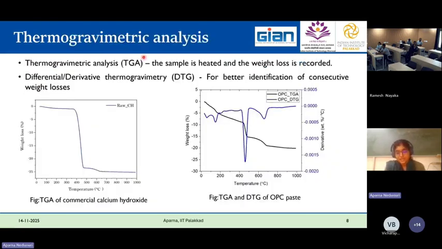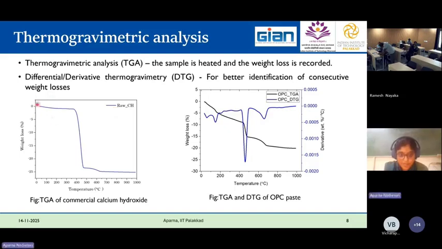Now coming to TGA. TGA measures the change in weight of the sample when it is exposed to different temperatures with respect to a scan. Here is an example that we are providing. We have taken commercial calcium hydroxide. Why we are preferring calcium hydroxide over here is that this is a unique sample where it will have a loss of weight at a particular temperature region.